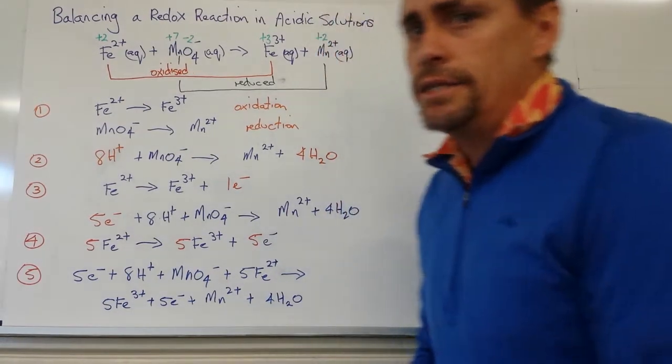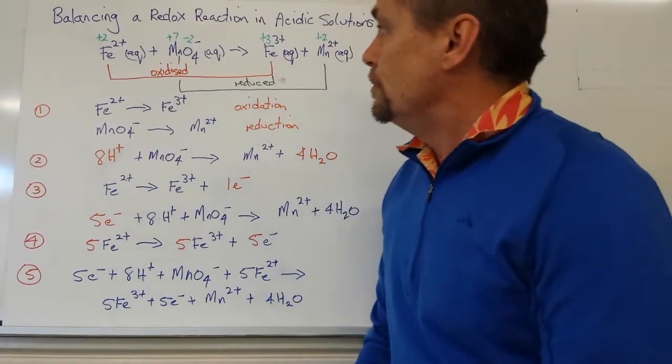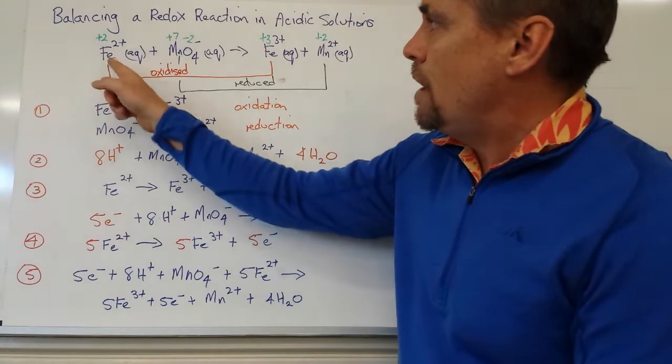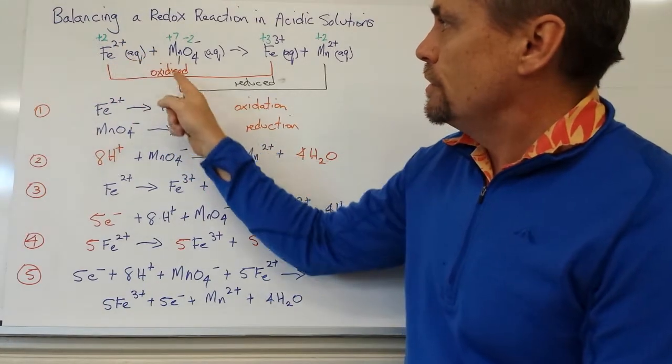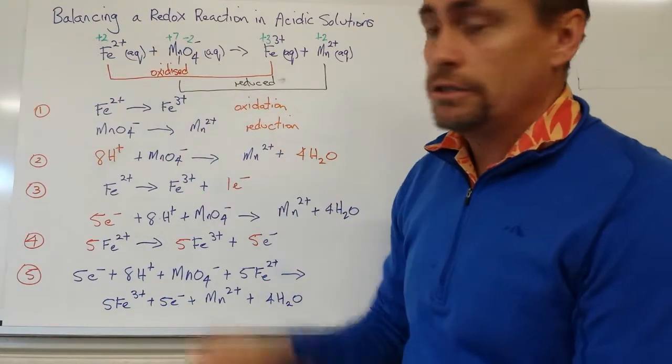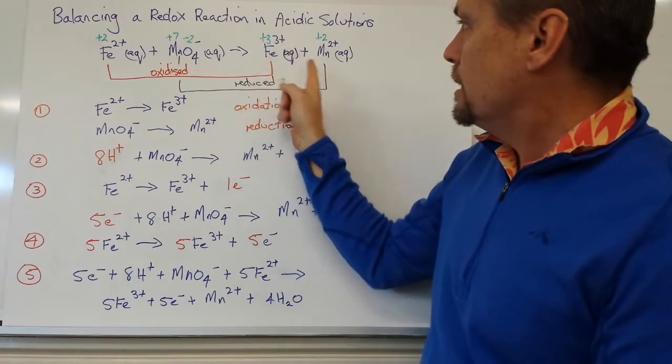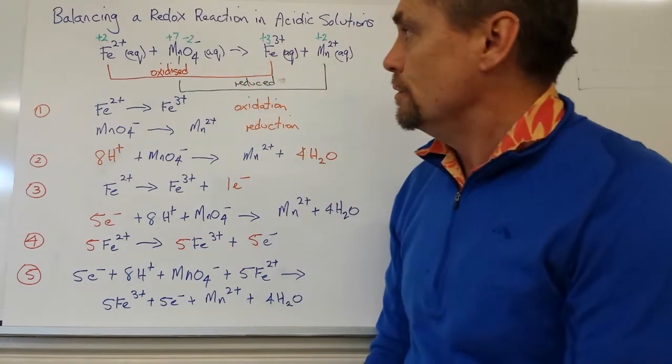So let's have a look at balancing a redox reaction in an acidic solution. And we'll take the example of iron 2+ ions in solution, reacting with a permanganate ion in solution to give us iron 3+ and manganese 2+ in solution.